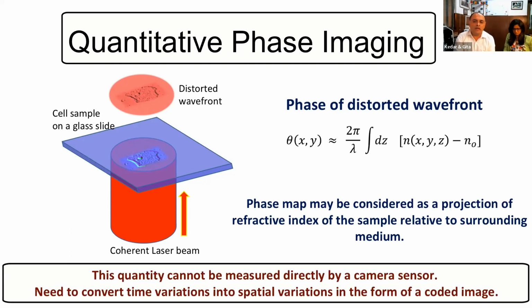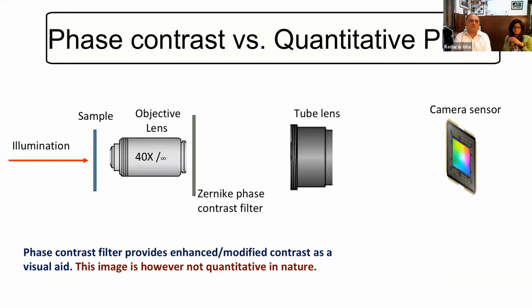And this image of this function theta xy will be called a quantitative phase image of the sample. Now, when you hear about phase, the first thing that probably comes to your mind is the phase contrast microscope that many biologists actually use. So I want to differentiate between phase contrast and the quantitative phase here. The phase contrast microscope in a bare bones form looks like this. If you have an illumination on a sample, then you have an objective lens, a tube lens, and a camera sensor. And behind the objective lens, or embedded within this objective lens, there is a Zernike phase contrast filter.